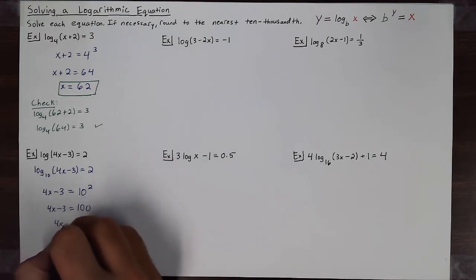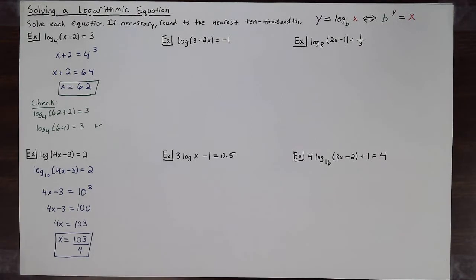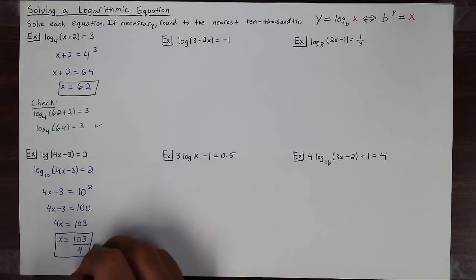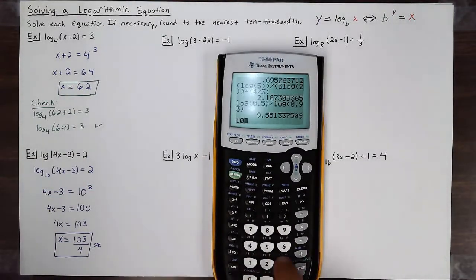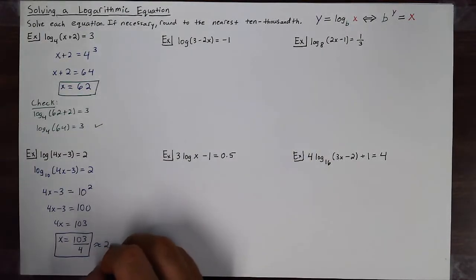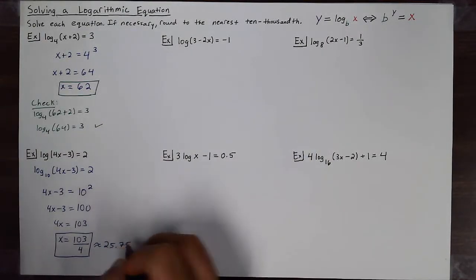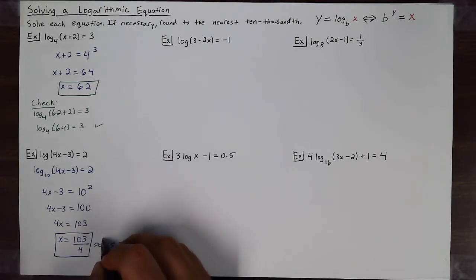Add 3, then divide by 4, and x is equal to 103 over 4. And if you need to make that a decimal to understand how big that is, you do 103 divided by 4. You can just plug that into your calculator. 103 divided by 4, and you get 25.75. But the fraction answer works very well as well.